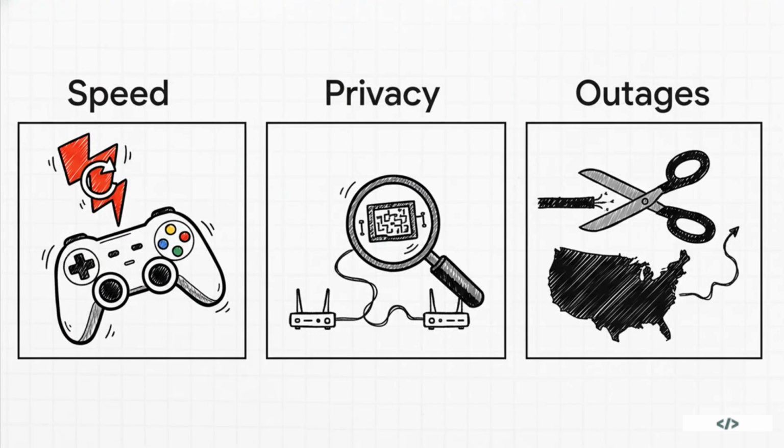You understand why just a tiny bit of delay, what gamers call lag, can ruin an online match. You get why privacy is such a hard problem to solve because your data has to pass through so many different hands, and you can see how just one ship's anchor in the wrong place could cut a cable and knock an entire country's internet out.